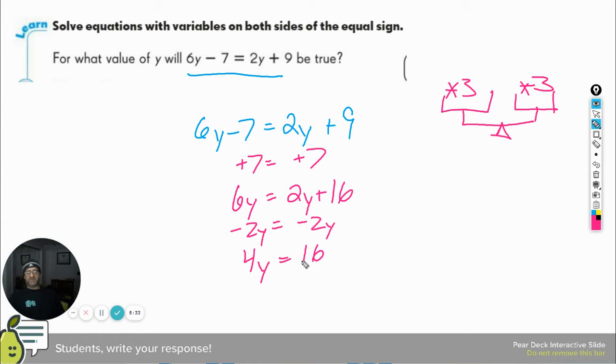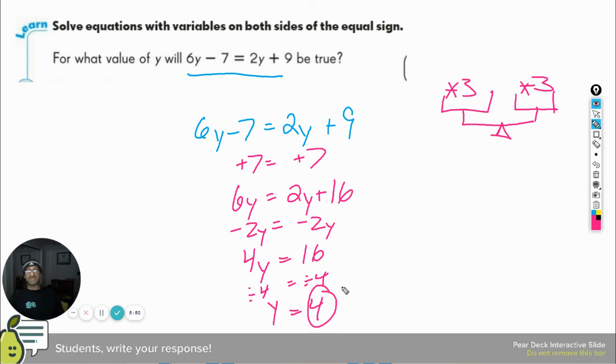Finally, how do I get from 4y to 16? Well, I'm going to divide each side by 4. That's a lot. We're like 7 lines deep. 4y divided by 4 is just y. 16 divided by 4 is 4.